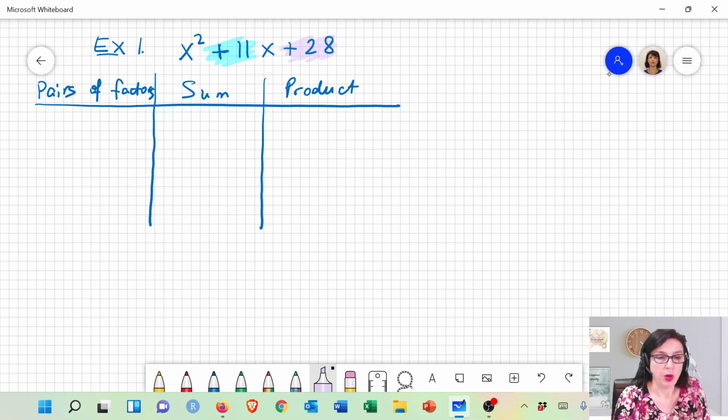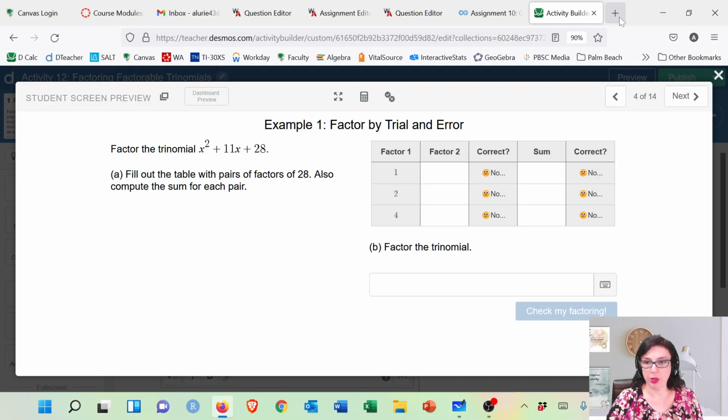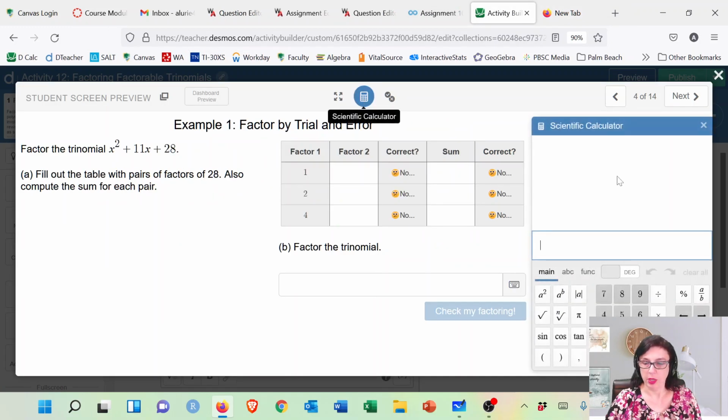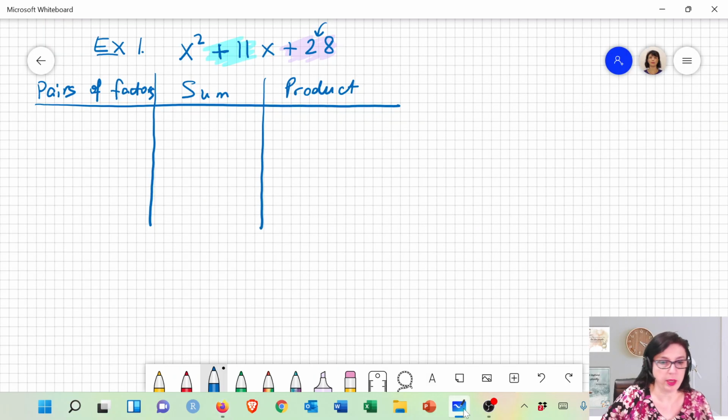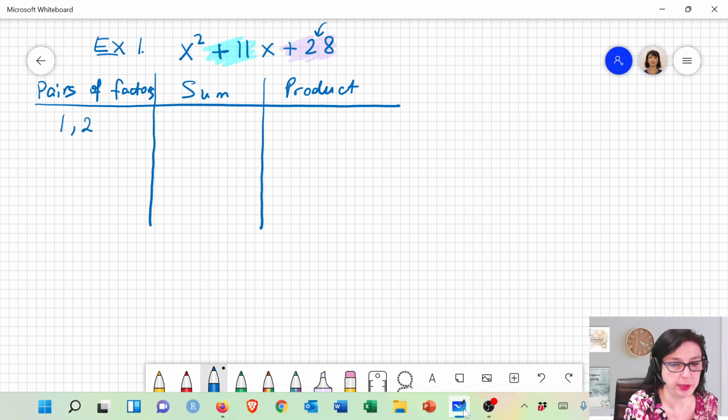Okay, so what you're gonna do is you're gonna first look at this number right here, the number that has no x or no x squared, and you need to list all possible factors of that number. Okay, so you're gonna need a calculator that you can just go ahead and open up, and I can just open it in the actual activity too. Okay, so what I want to do is I want to find all pairs of factors of 28. So first I'm going to list 1 and 28. So we should always list the 1 and then the number itself.